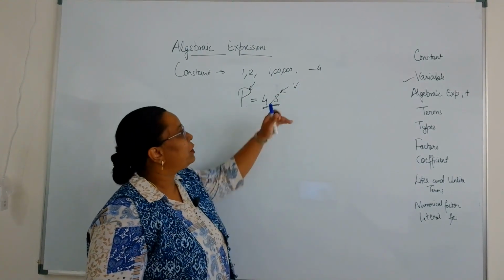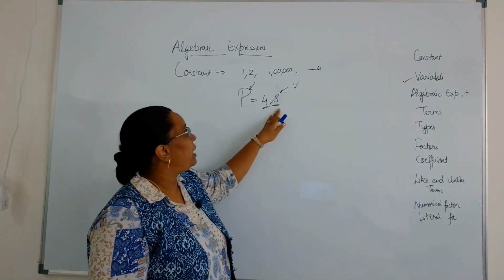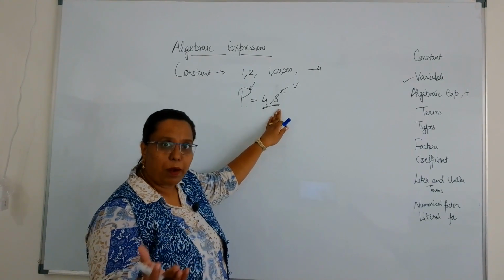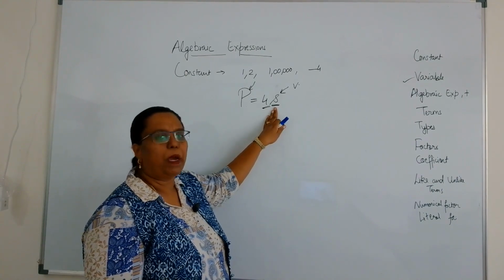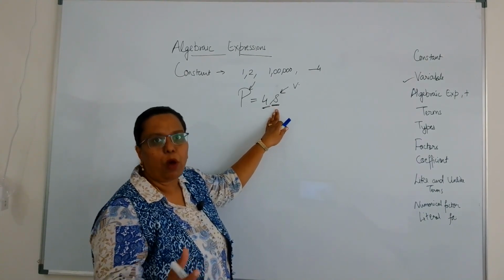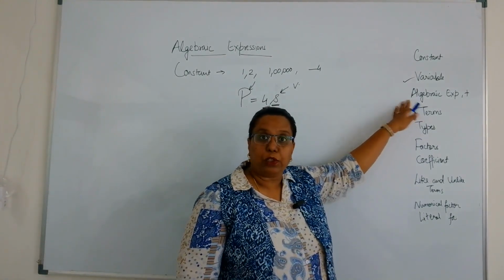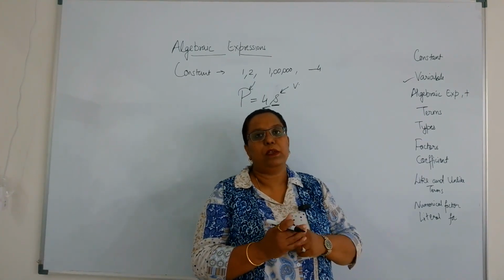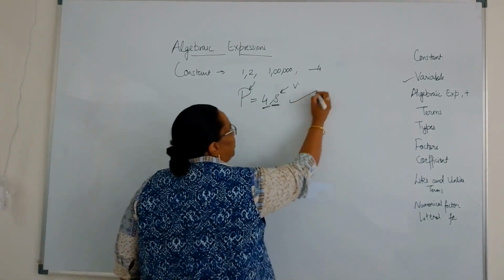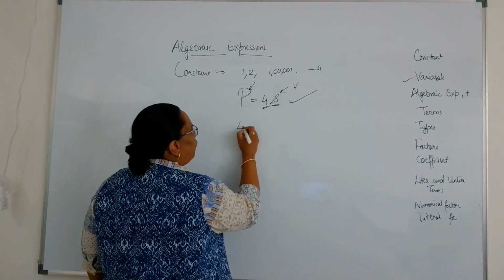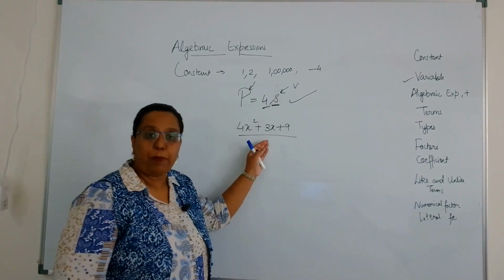Fine. So this is the difference between a constant and a variable. Constant, the value remains the same, and variable, the value changes as per our requirement. Fine. So a variable is always denoted by small or capital alphabets. Fine. Then we come to algebraic expression. So a combination of these constants and variables is known as an algebraic expression. So this is one algebraic expression I have written. Suppose I write 4x square plus 3x plus 9. So this is an algebraic expression.